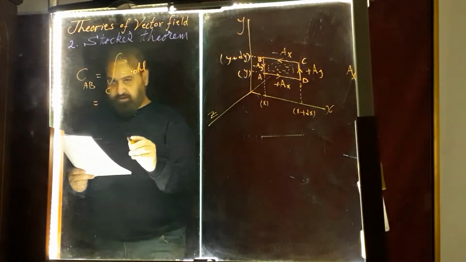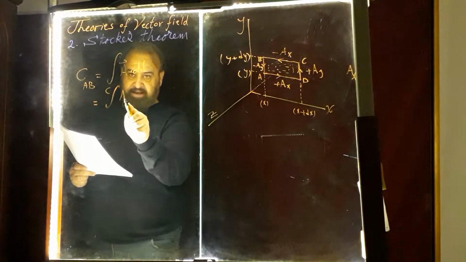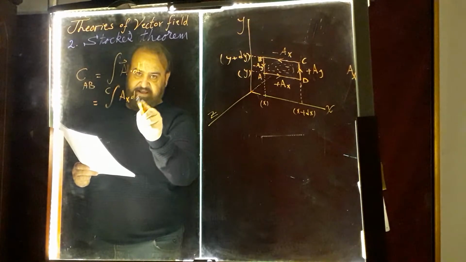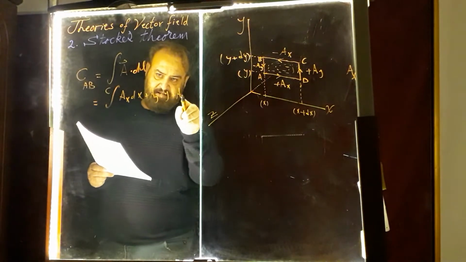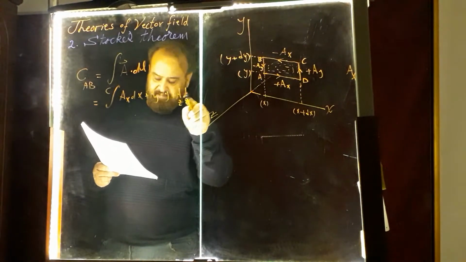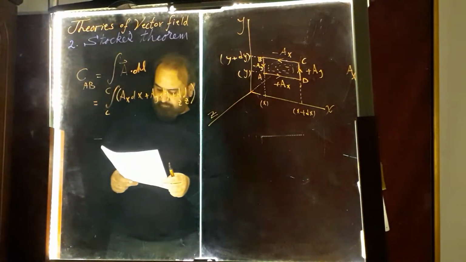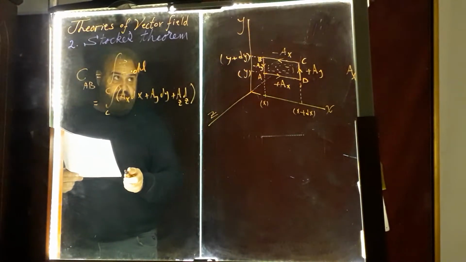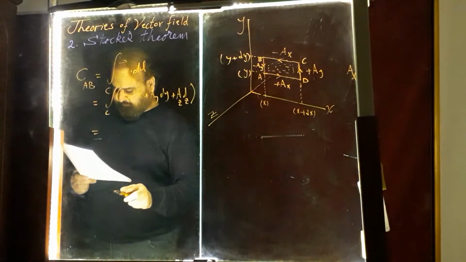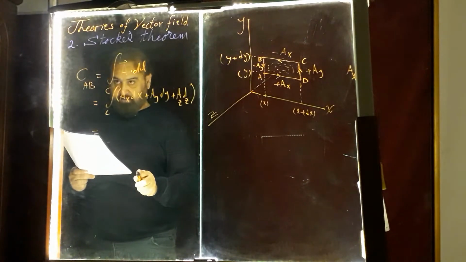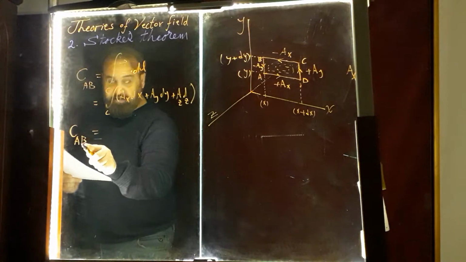It is equal to the line integration of ax dx plus ay dy plus az dz. This is equal to the integration over the contour C, the contour of AB.